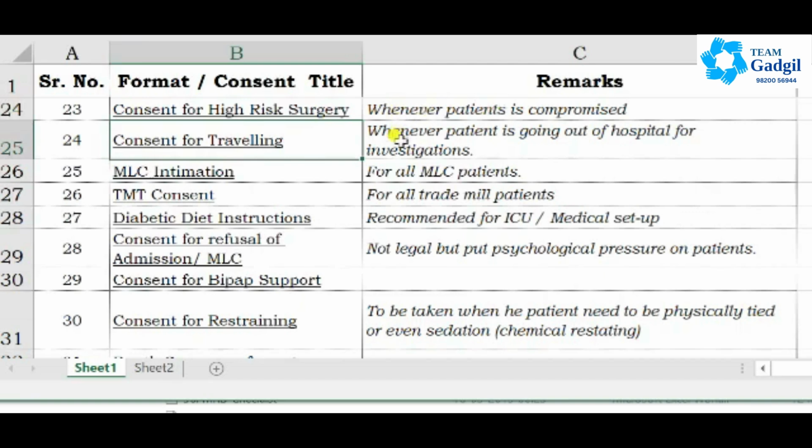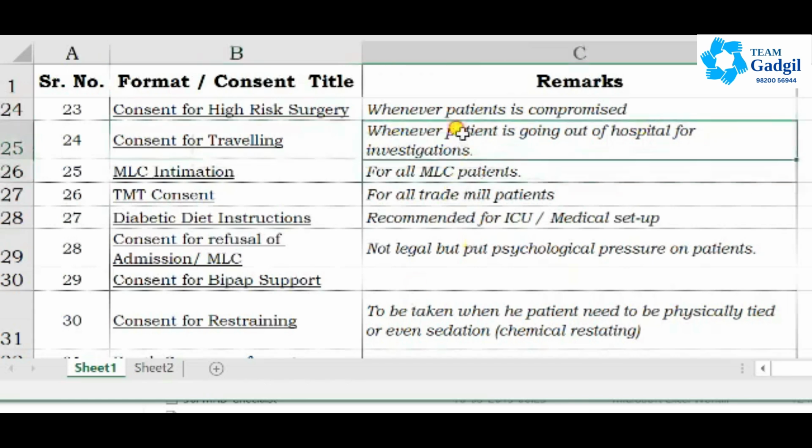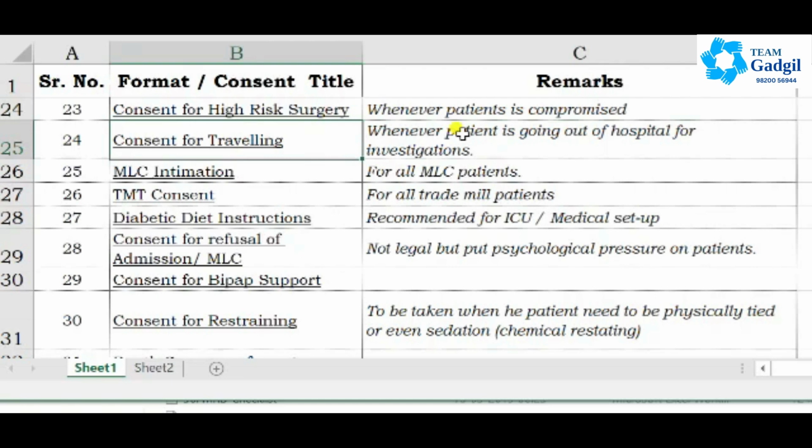Whenever a patient is leaving your hospital for investigations and coming back after a while, since he is not going to be in the hospital, you should not be held responsible for anything that happens en route or at the place where the patient is going. It's better to take a traveling consent and make a note of the exit time and inward time in the patient's record.